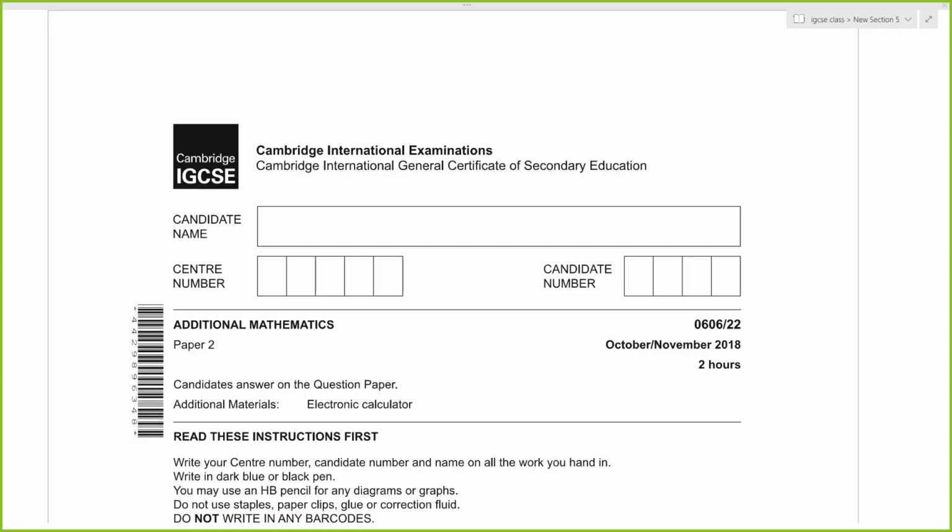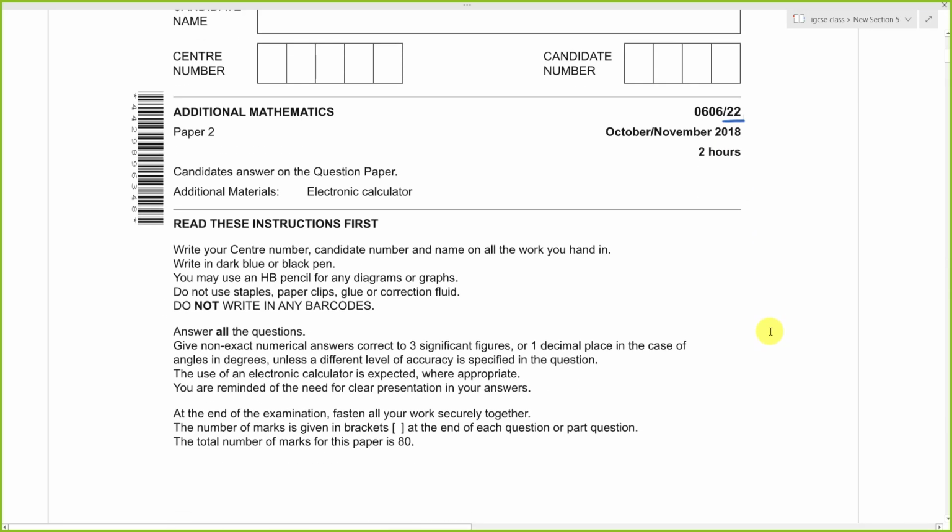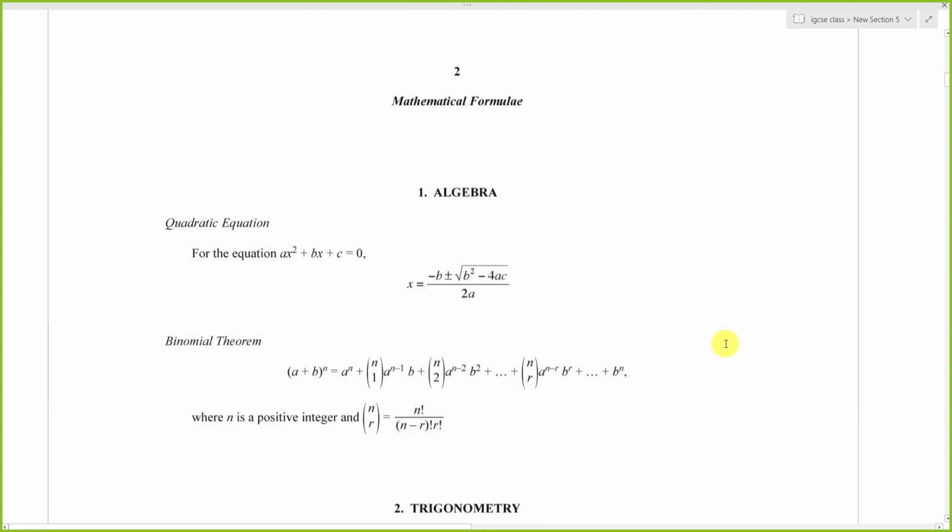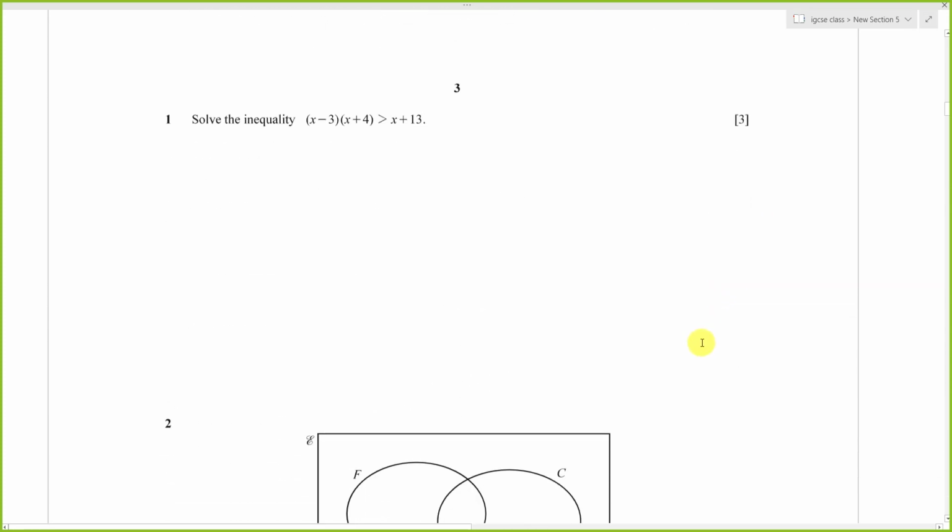Alright, so today we'll discuss the 2018 October-November paper. This is paper 2, and its code is paper 22. It's the second variant. Let's have a look at question number 1 here.